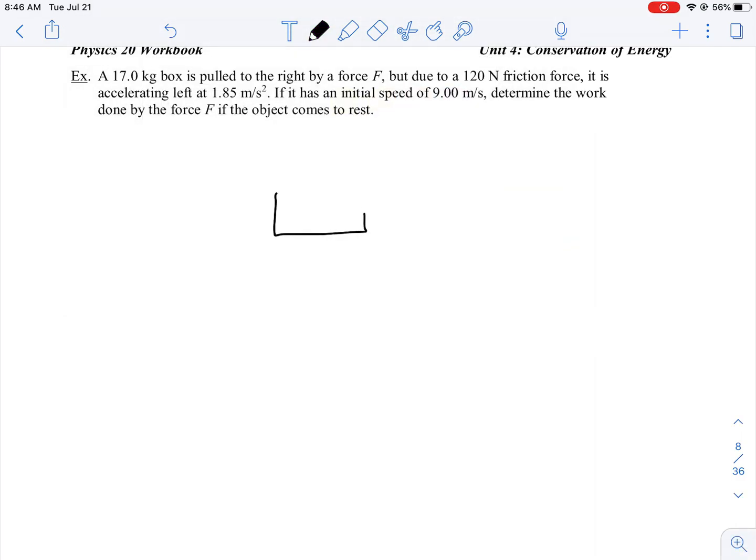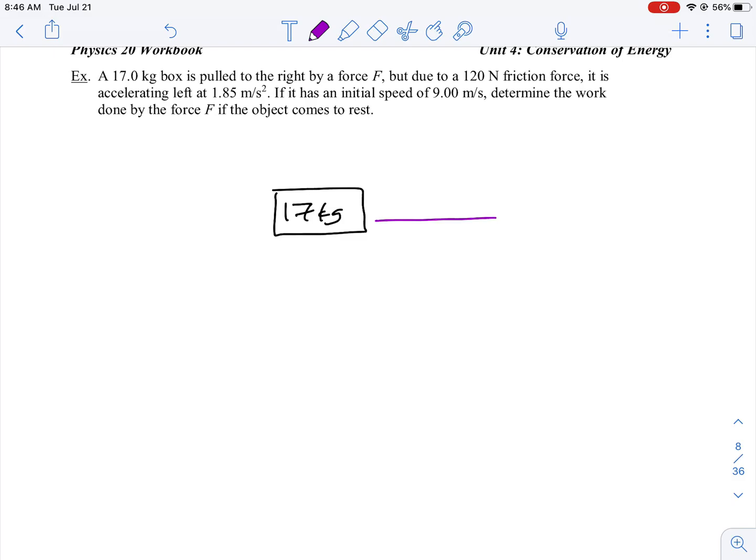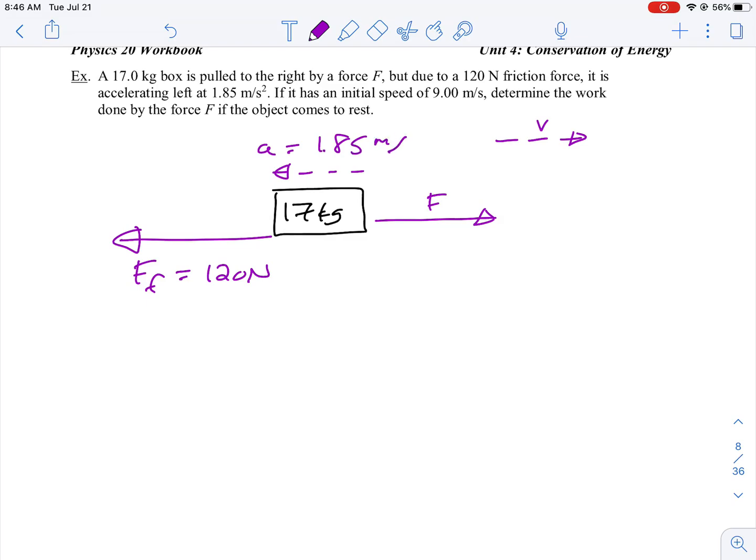Let's draw the box. 17 kilograms. It's going to experience a force to the right. We're going to call that applied force F, and it's moving to the right. So there's its initial velocity, but there's a 120 Newton friction force. There's our FF of 120 Newtons, and it's going to cause it to accelerate backwards at 1.85 meters per second squared. And there's our goal. Our goal is to find the work done by F.